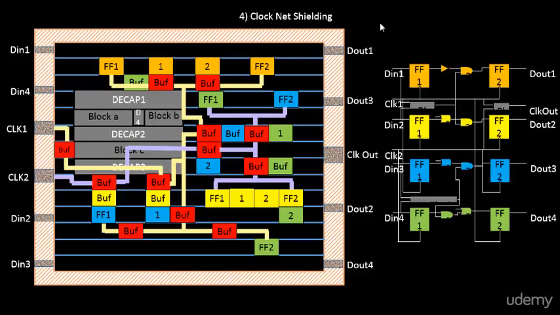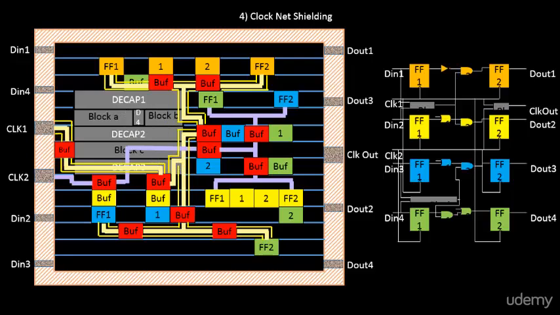But before that, let me give you a brief discussion on clock net shielding. What we do is we take all the clock nets. For example, let's take this particular clock net and shield it, something like this. By shielding, we protect these clock nets from the outside world. It's like we are encapsulating the clock nets to be protected from the outside world. It's like a house for the clock net.